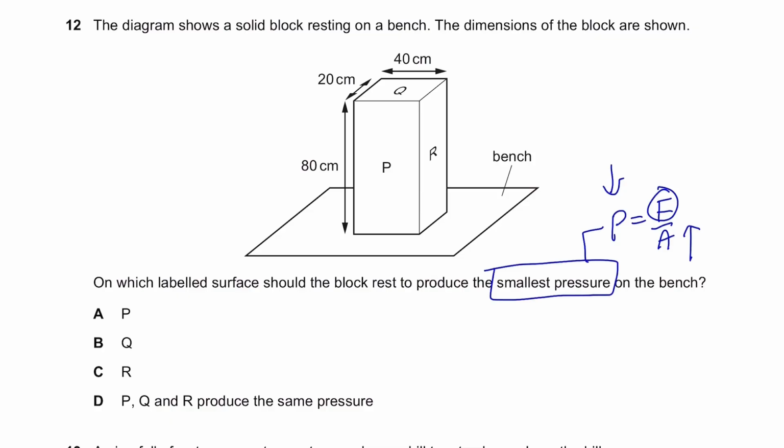And you can do some simple math calculations, or you can just guess it. Well, obviously not Q, this looks very small. It's either P or R. Well, P is 80 times 40, so 3,200. And R is 20 times 80, which is 1,600. So our answer is P, where there is the largest surface area.